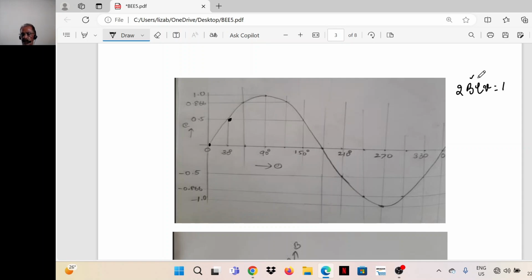Because flux density is constant, length of the conductor is constant, and the coil is rotating at a constant velocity, V is also constant. So assume that 2BLV is equal to 1. So 1 sine theta is the equation for the induced EMF. Theta is equal to 30 degrees. So the induced EMF at this position is 0.5.